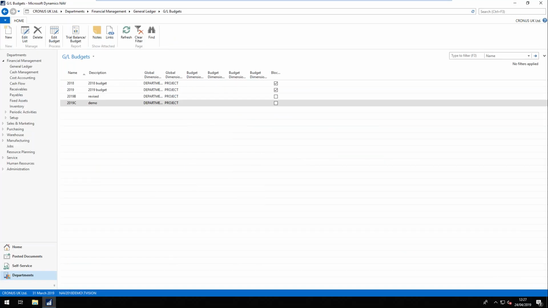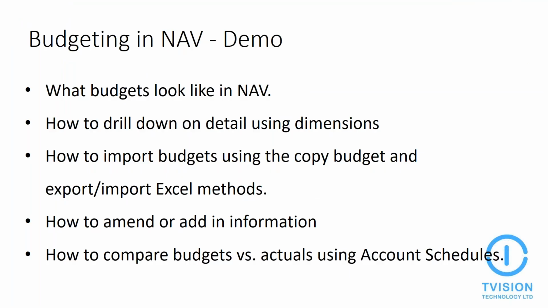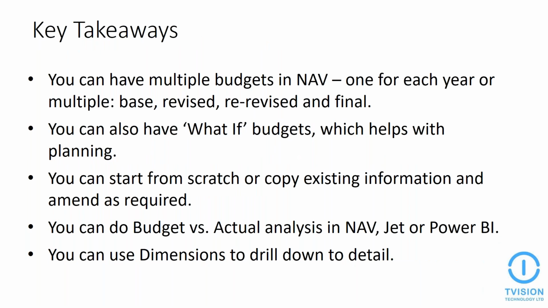Okay. So we would like to leave you with the 5 key takeaways about budgets, which we hope will assist you. So you can have multiple budgets in NAV, perhaps one for each year or multiple, for example, base, revised, re-revised, or final. You can also have what-if budgets, which help very much with planning. You can start from scratch, or you can copy existing information and amend as required. And you can do budget versus actual analysis either in NAV using account schedules, in Jet, or Power BI. And finally, you can use dimensions to drill down to any level of detail.